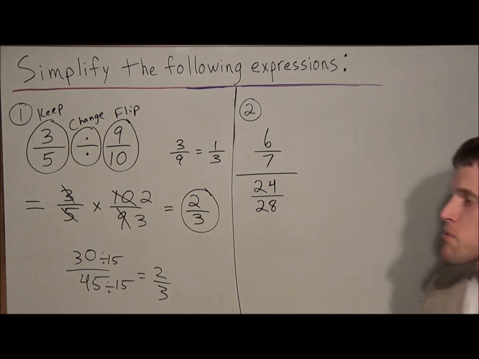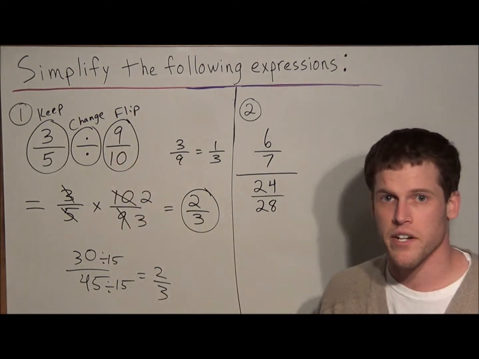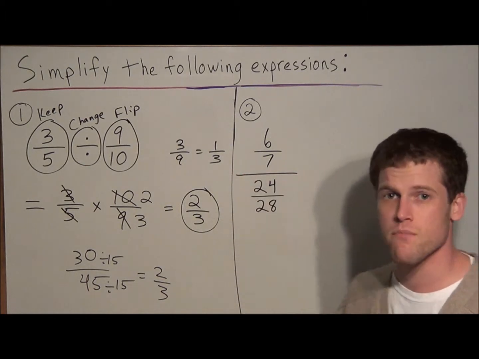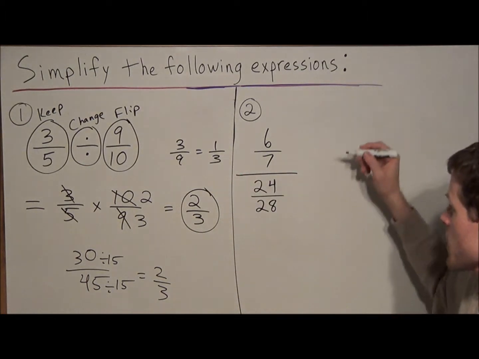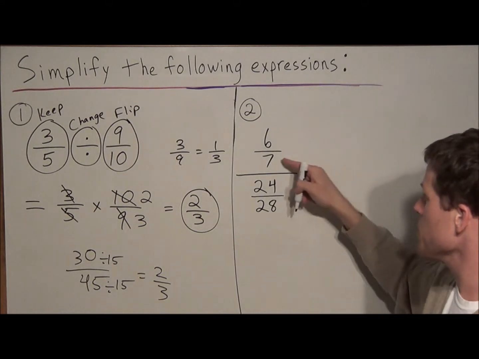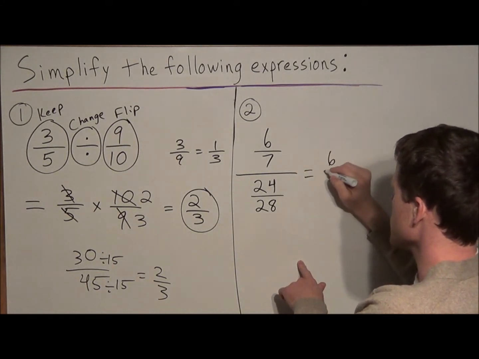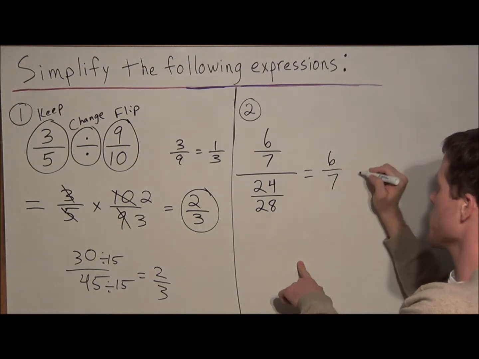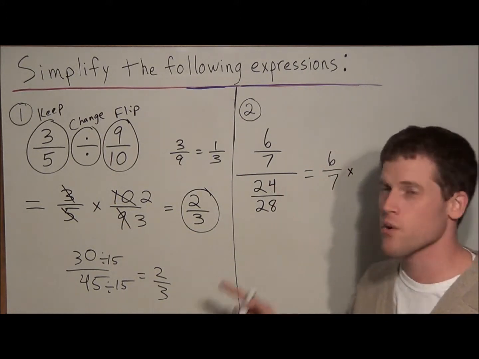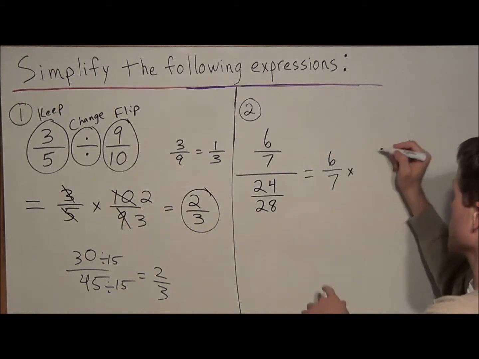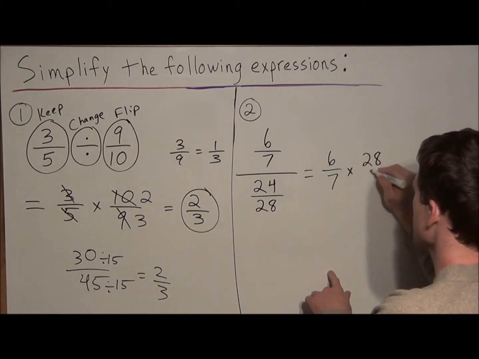But for the second example, sometimes they're not going to write it with the division sign, but you have to know that the big fraction bar represents division. So once again, we're going to keep the fraction in the numerator. So we're keeping 6/7. We're changing this operation to multiplication. And now we're going to flip the fraction in the denominator. We're going to write it as 28/24.